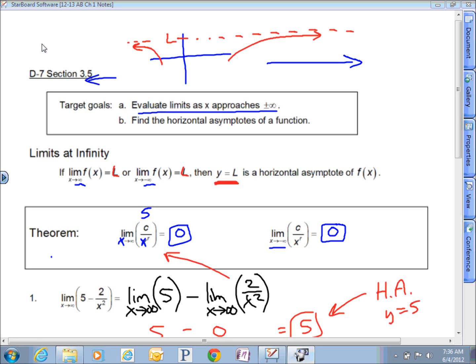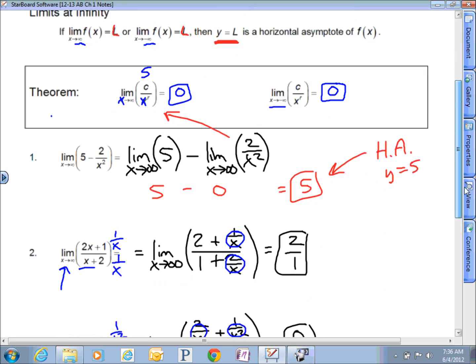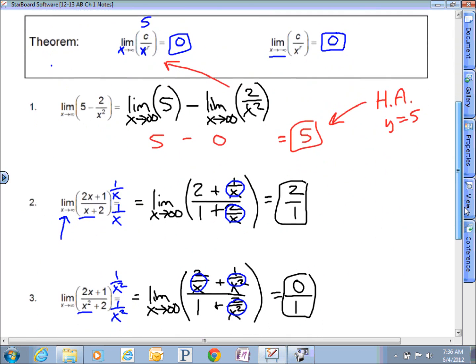Second goal for this particular day, horizontal asymptotes, or I'm actually going to say non-vertical ones is really what it's going to come down to. Horizontal asymptotes. We've done a bunch of problems here. In each of these problems, numbers 1, 2, 3, and 4, you'll notice what we wrote on problem number 1. If we take the limit as x approaches infinity, that's how we find horizontal asymptotes. And we've done this already.